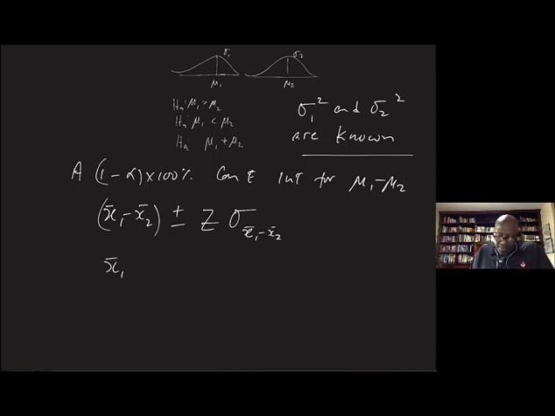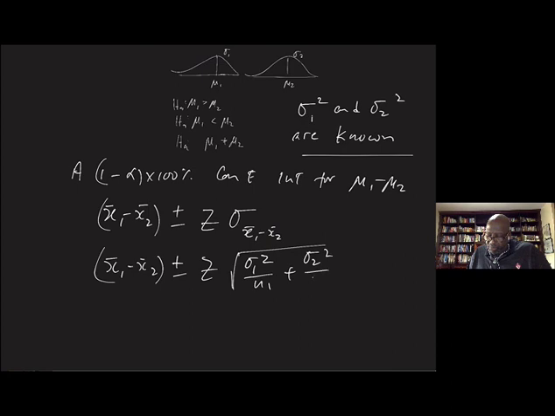So it becomes x bar 1 minus x bar 2, that's our point estimate, plus or minus our critical value Z. And that, of course, is based on the confidence coefficient. And then the standard error for x bar 1 minus x bar 2 is the square root of sigma 1 squared over n1 plus sigma 2 squared over n2. All right? So that is the confidence interval for the difference between two population means when the variances are actually known.